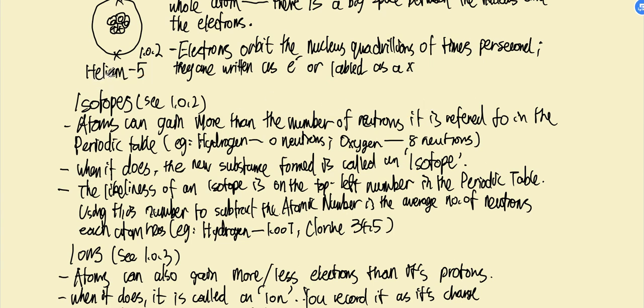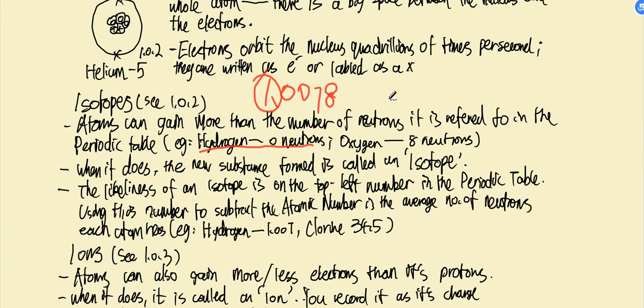So, isotopes. As I said, there is a difference between helium-5 and helium-4, because atoms can gain more than the number of electrons referred to in the periodic table. Like hydrogen on the periodic table, it has a number of 1.0078, I think, and the 1 is a proton, and it has 0.0078 neutrons, which is practically impossible. You can't have half or a part of a neutron. It's actually the probability of them having how many neutrons.